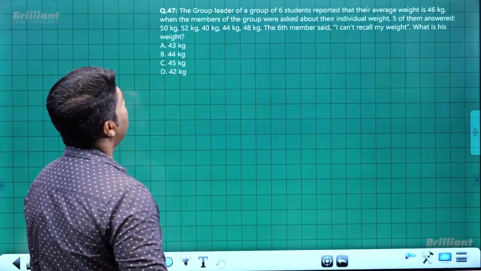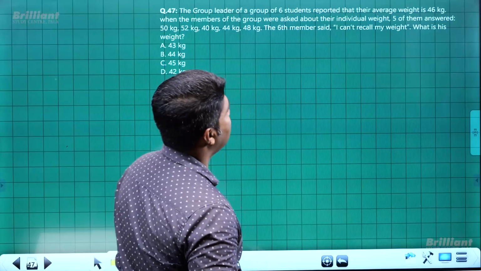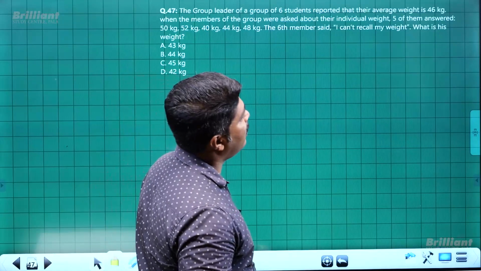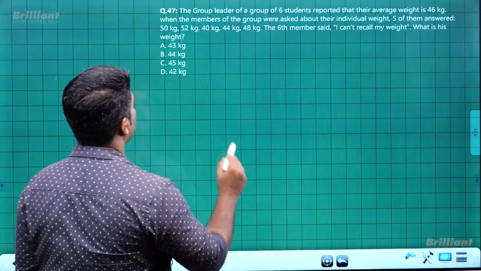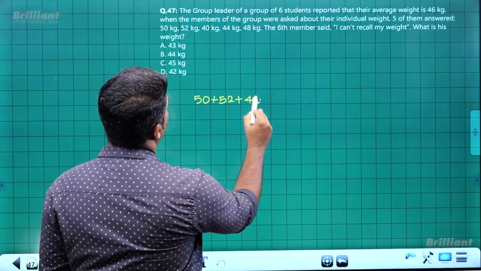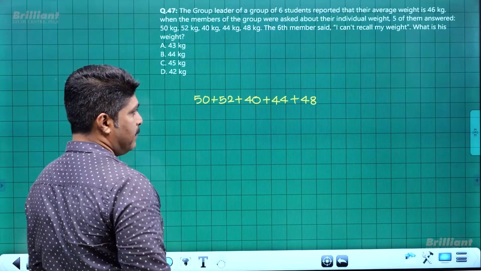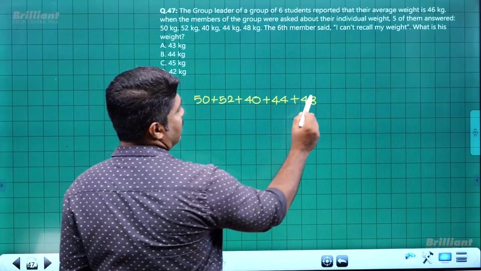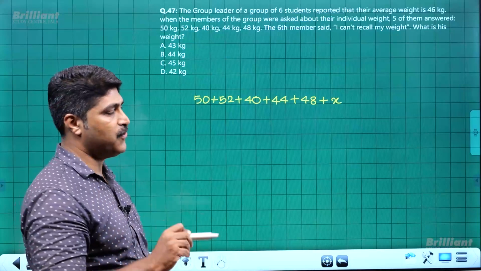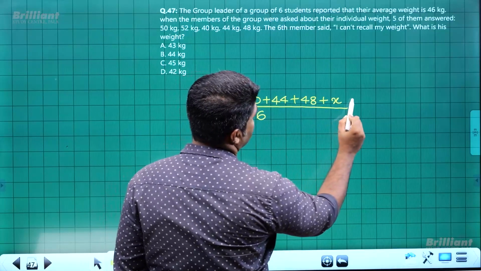Then the next question: the group leader of a group of 6 students reported that their average weight is 46 kilogram. When the members of the group were asked about their individual weights, 5 of them answered as 50 kilogram, 52 kilogram, 40 kilogram, 44 kilogram, 48 kilogram. These are the 5 weights. And the 6th person's weight we don't know. We are going to find out the weight of the 6th person. But it is given that their net average is 46 kilogram. This many values divided by 6 is equal to 46.